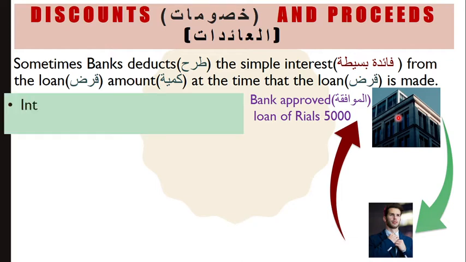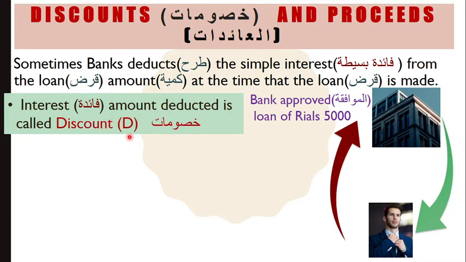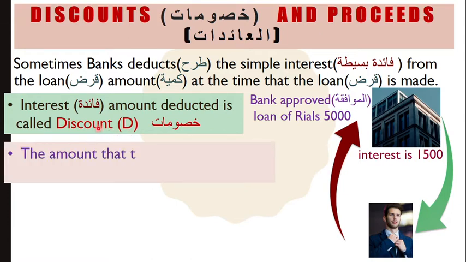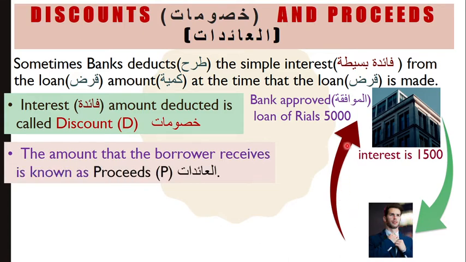Now let me learn the terminologies of this one. Interest amount deducted is called discount. In this example, interest was 1,500 riyals. This 1,500 riyals is the discount. Interest amount deducted, removed from the given amount is the discount. And the amount that the borrower receives, the borrower is this person here, from the 5,000 he received only 3,500 riyals. This 3,500 riyals is the proceeds. The amount that the borrower receives is known as proceeds.